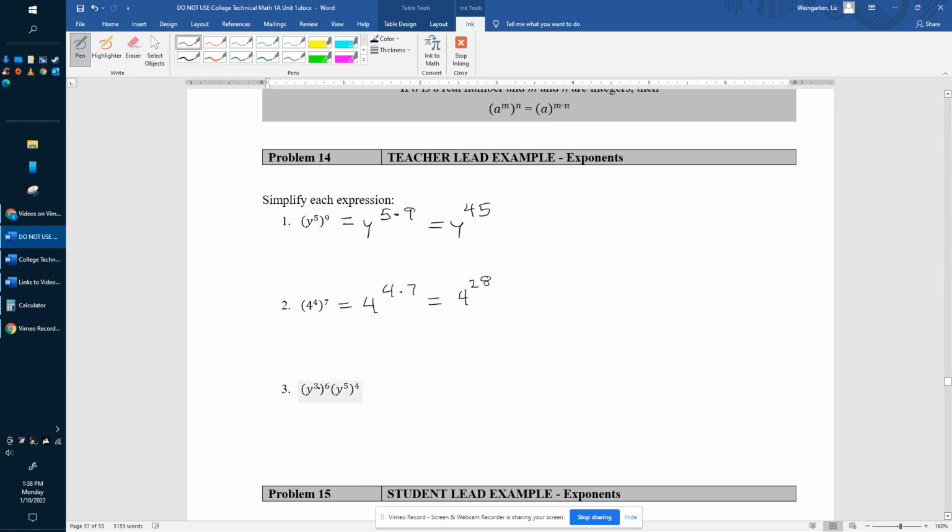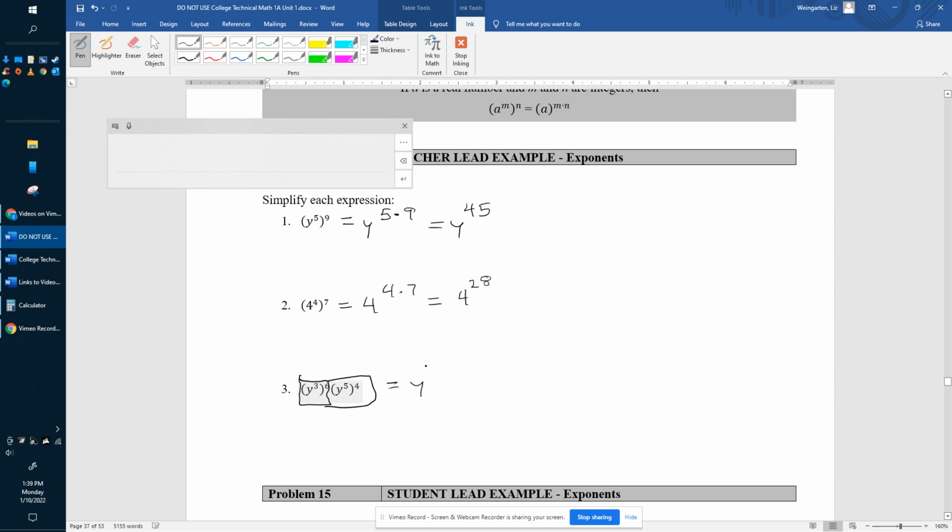Finally, let's look at our third example. Now we have y to the 3rd to the 6th times y to the 5th to the 4th. So remember our order of operations. We have to do our exponents first. And you're saying, well, we have 4 exponents here. Which ones do we do first? We are going to look at this as 2 different exponents to the exponents. We have y to the 3rd to the 6th, y to the 5th to the 4th, and then we will multiply them together.